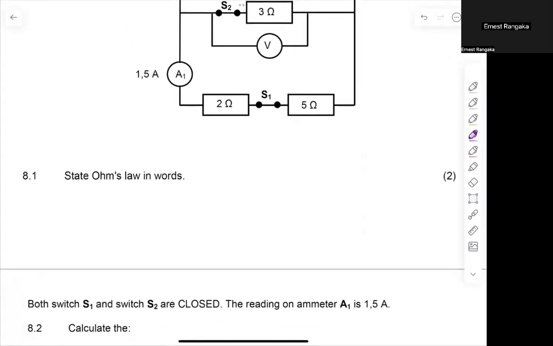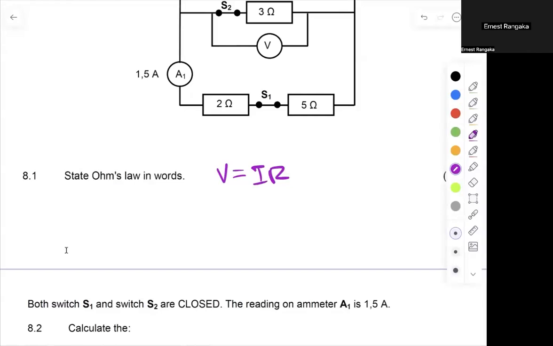8.1, it says, state Ohm's law in words. Ohm's law in words really talks about the potential difference across a conductor being directly proportional to the current in the conductor at a constant temperature. Or you can say the ratio of the potential difference to current is constant at a constant temperature, or the current in a conductor is directly proportional to the potential difference across the conductor at a constant temperature. As long as you make a reference for Ohm's law to the proportionality of V and I.